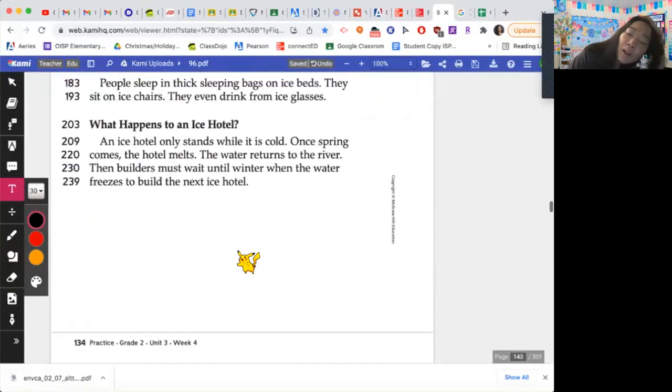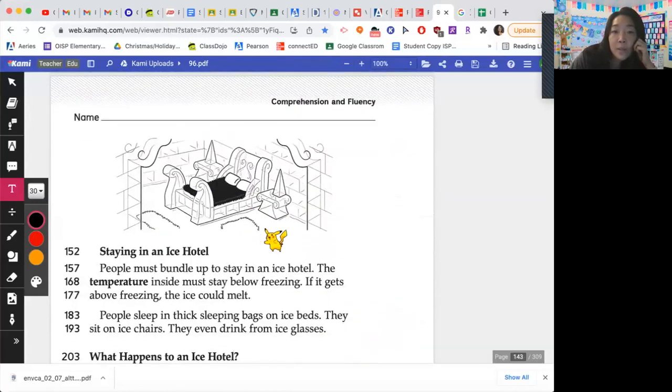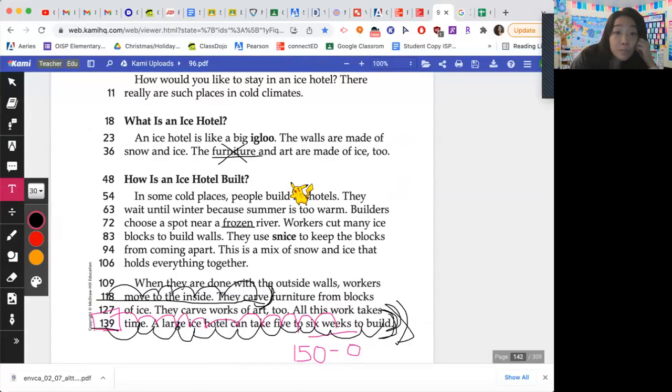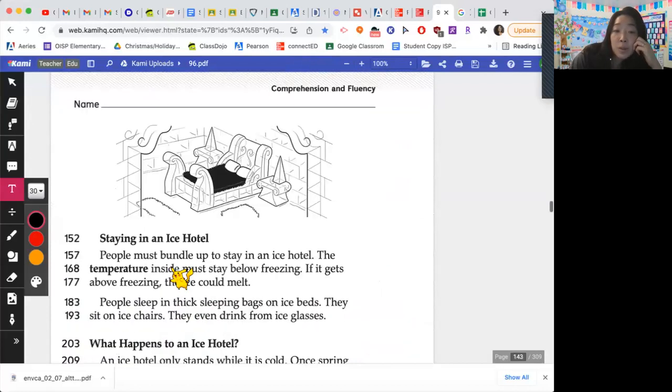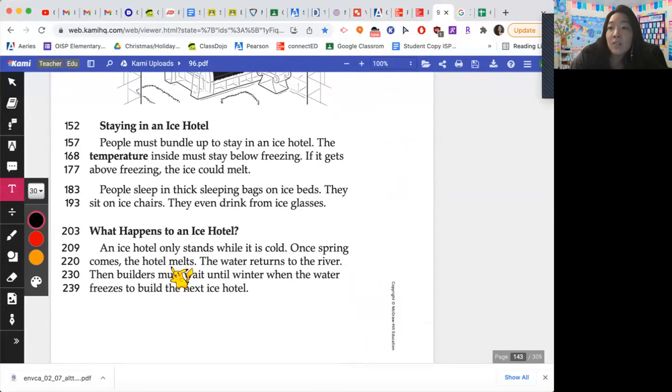Now, what is a key detail? A key detail is not just any detail. For example, a detail from the story might be, next year they'll build the next ice hotel. That is true, that is something they'll do next year, but I wouldn't call it a key detail. I would say a key detail is something about what an ice hotel is, how it is built, what it's like staying in one, or what happens at the very end, what happens to it.